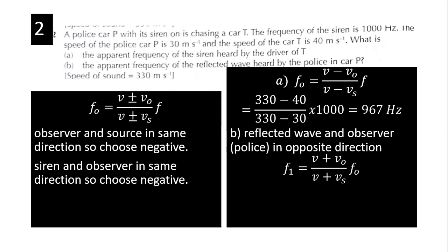The speed of sound is moving to the left, right? Because now it is the reflected wave. Remember, it's the reflected wave. So add them up. This is the frequency now that is reflected by the car, and V naught is still the same. V naught is the observer.